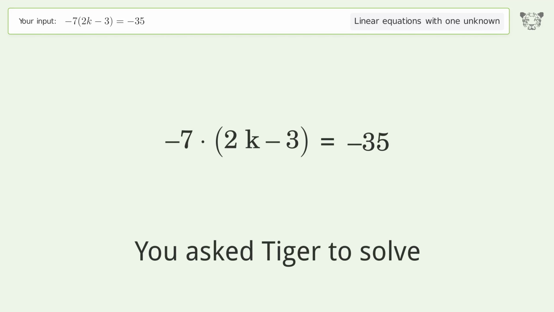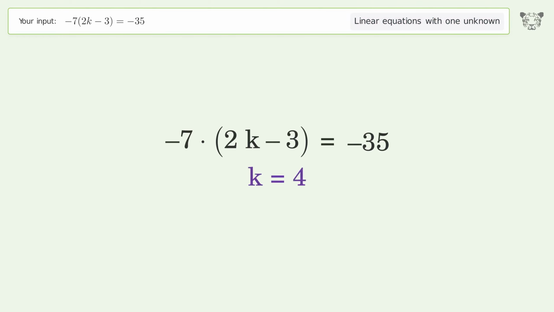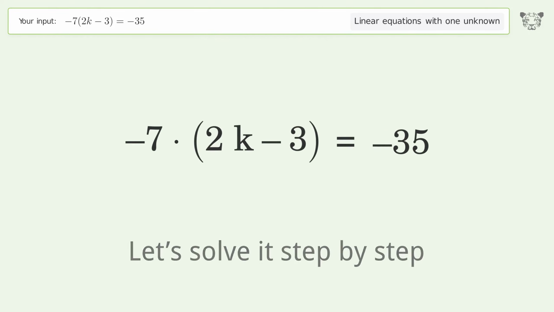You ask Tiger to solve. This deals with linear equations with one unknown. The final result is k equals 4. Let's solve it step by step.